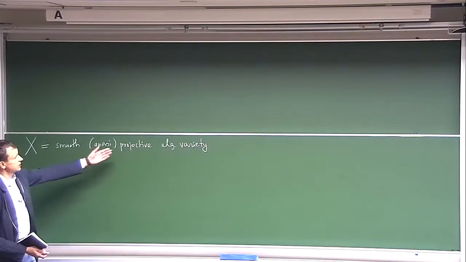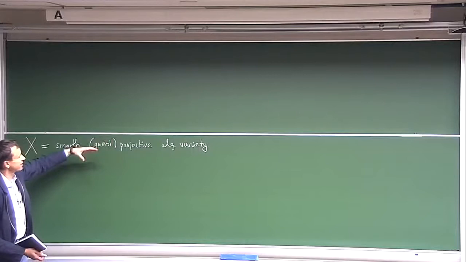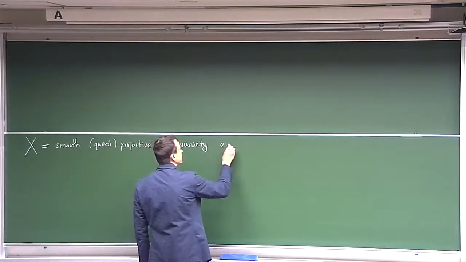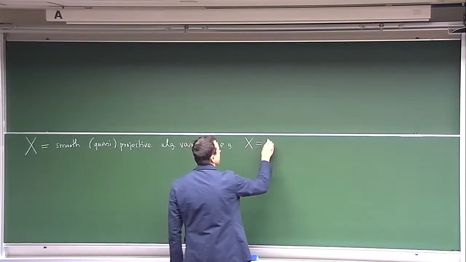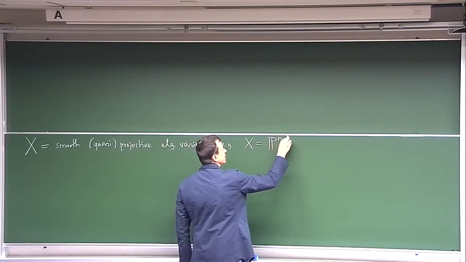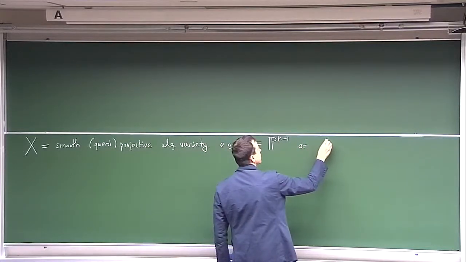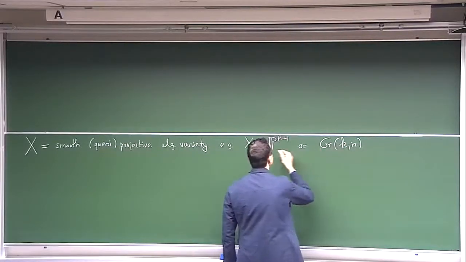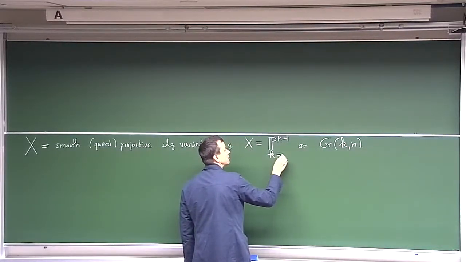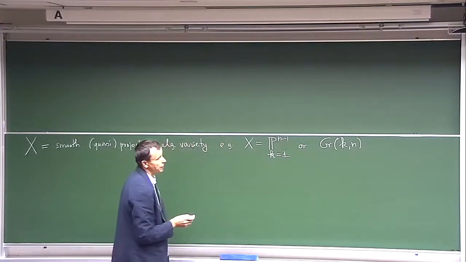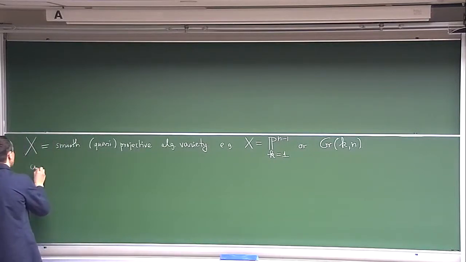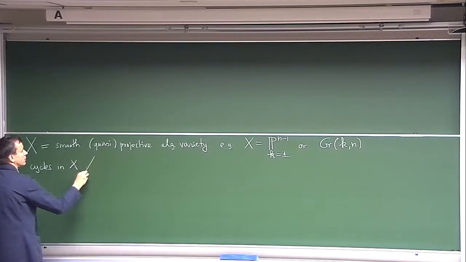So projective means it's closed in the projective space, quasi-projective means an open subset of such. So for today we will only look at projective space itself or the Grassmannian. This projective space being the case of the Grassmannian with k equals 1. And then we look at cycles in X modulo some equivalence.